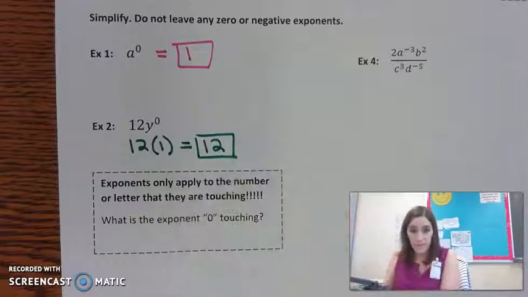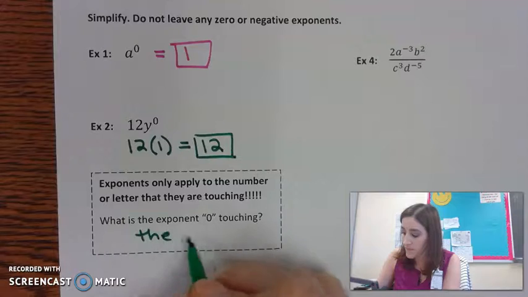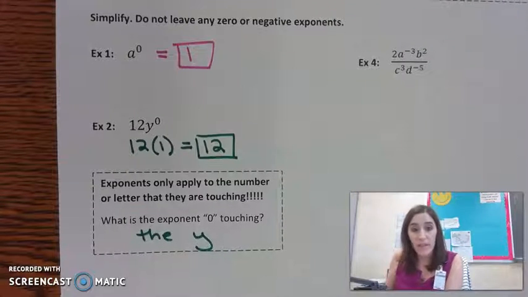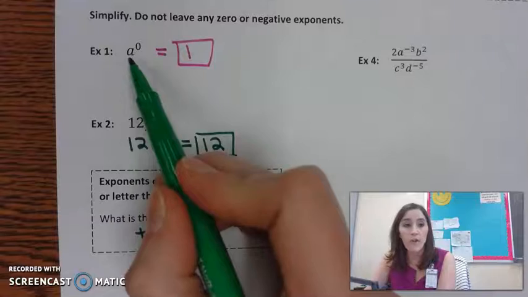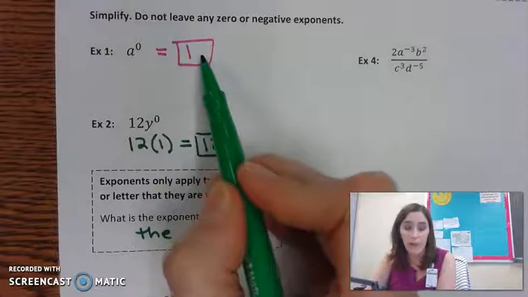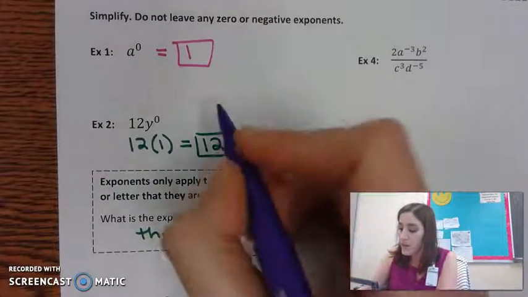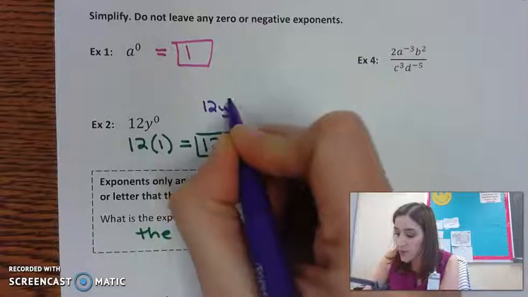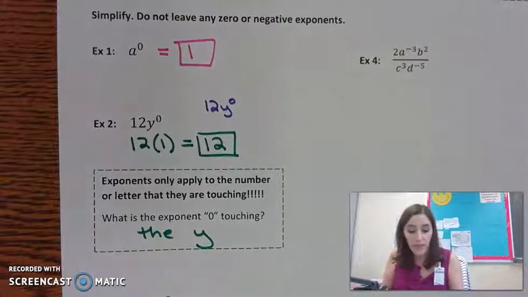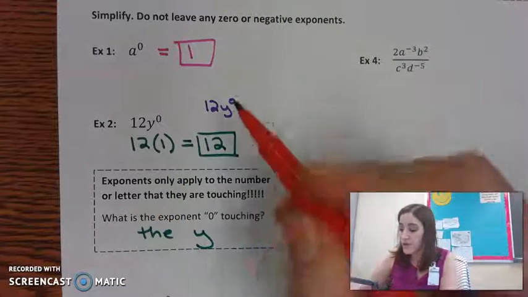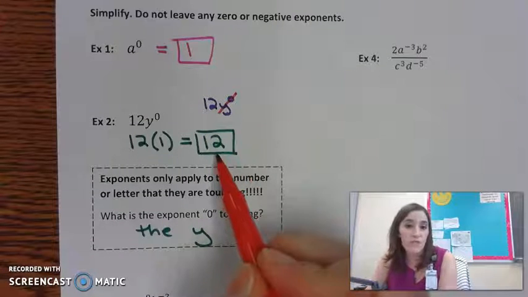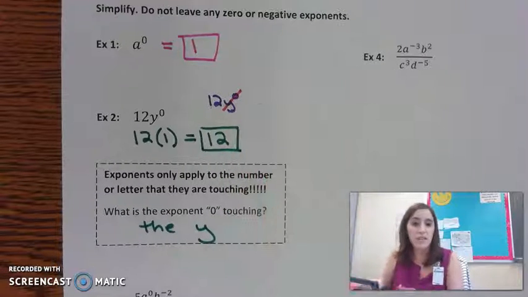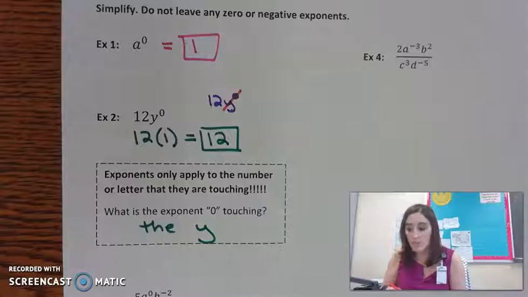So a big idea for the exponents is that whenever it's only one letter or one number raised to the 0 power, it just equals 1. But if you've got something with a 0 exponent in the middle of a bunch of other things, basically all you have to do is cross it out, because 12 times 1 still just equals 12. So multiplying by 1 doesn't change it, so that's why we pretty much just cross them out.